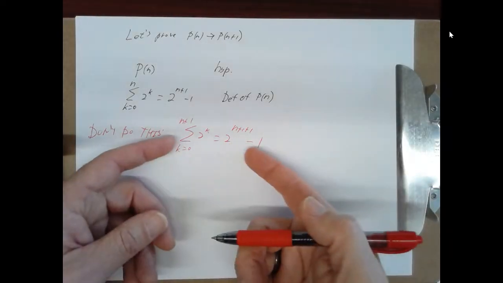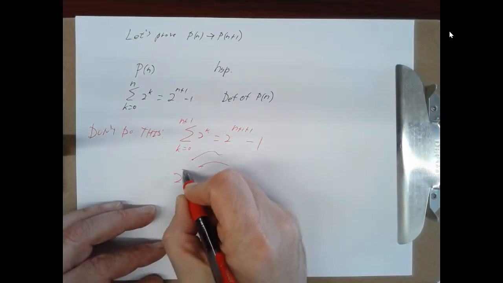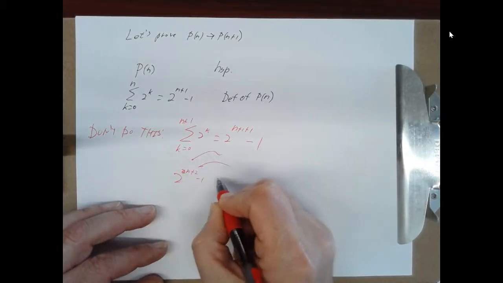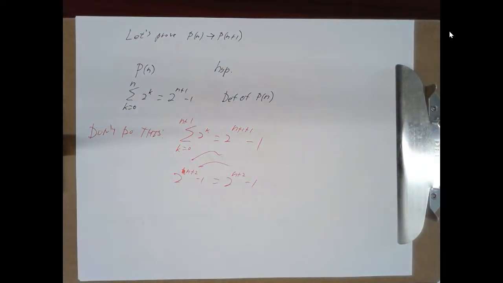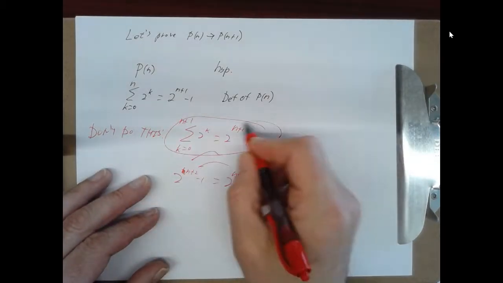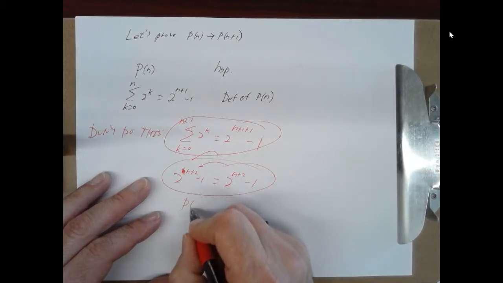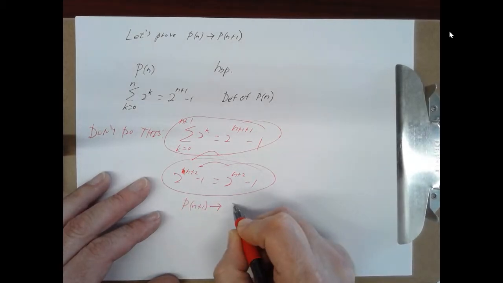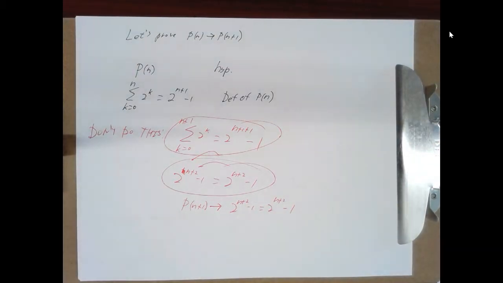What a lot of people did was they wrote this, and then they did some arithmetic, and they eventually showed 2 to the n plus 2 minus 1 equals 2 to the n plus 2 minus 1. And then they said, therefore, P of n plus 1 is true. And you cannot go in this direction. What you've shown is that if P of n plus 1 is true, then this statement is true. So you've shown P of n plus 1 implies 2 to the n plus 2 minus 1 equals 2 to the n plus 2 minus 1. But that does not prove P of n plus 1. Right?